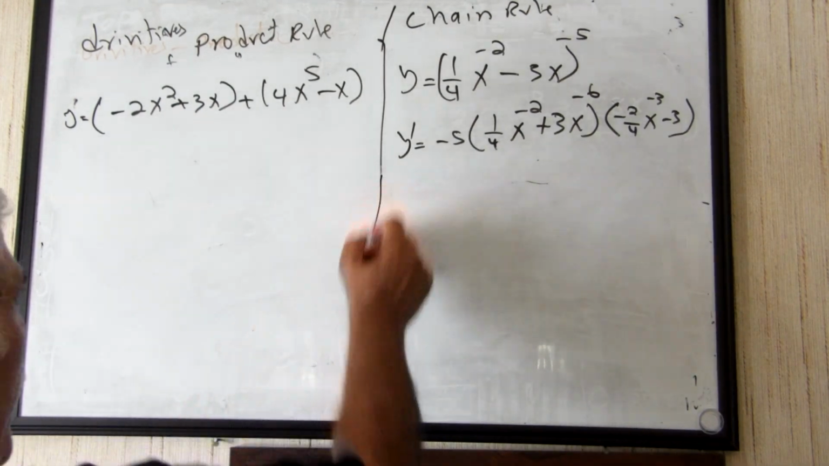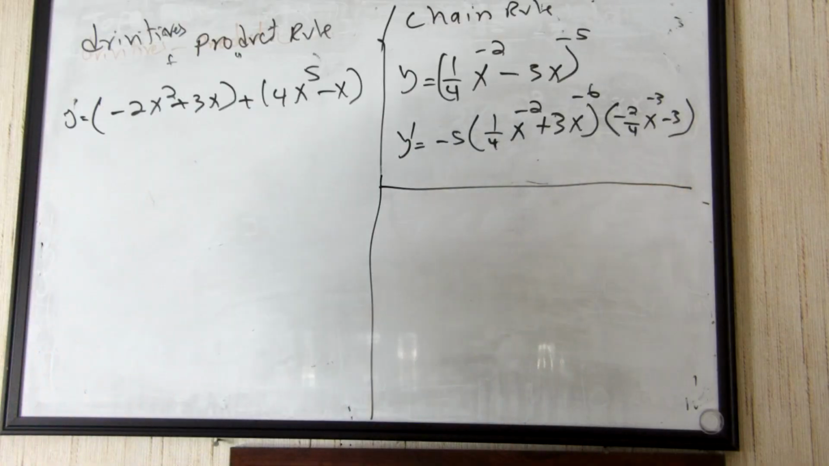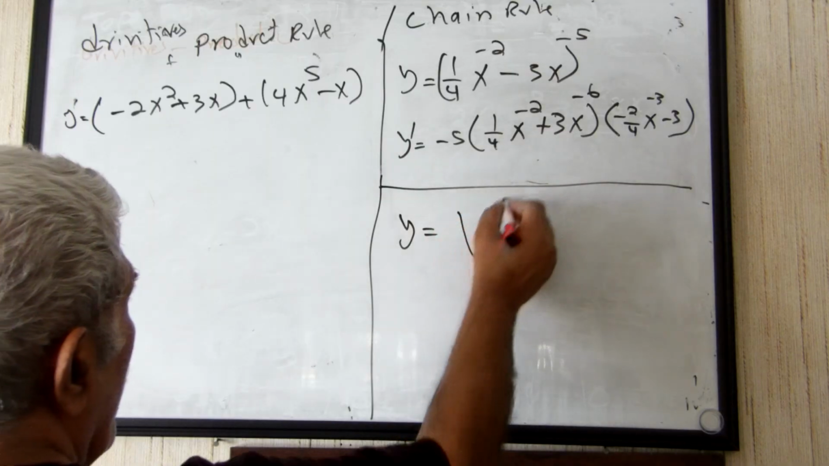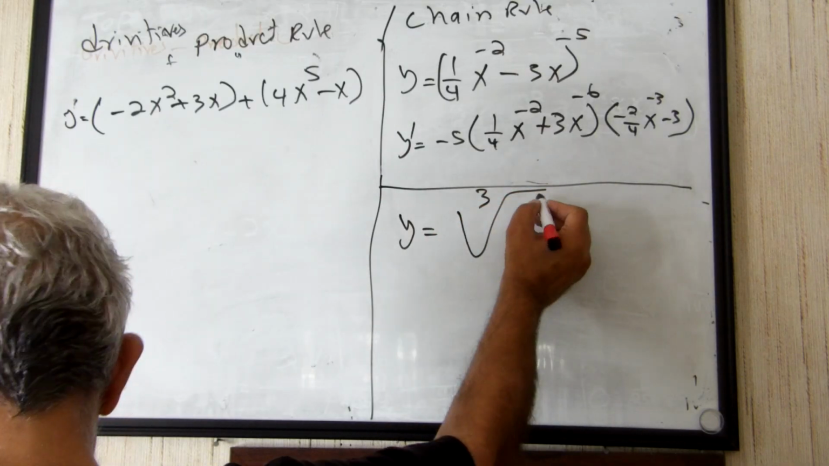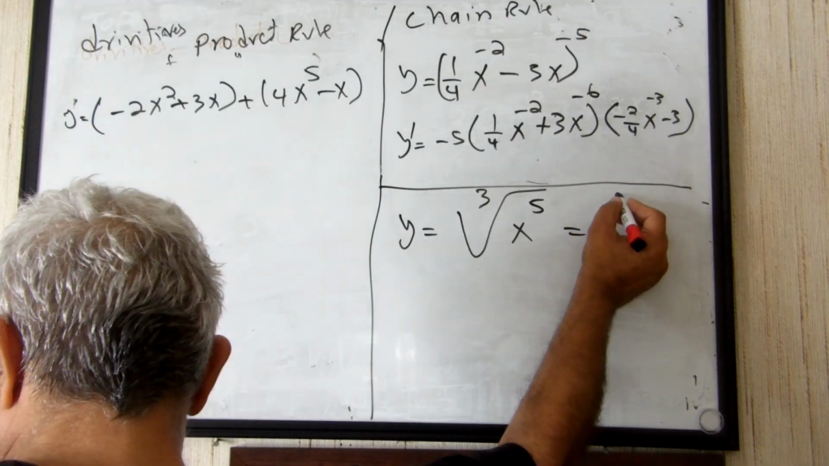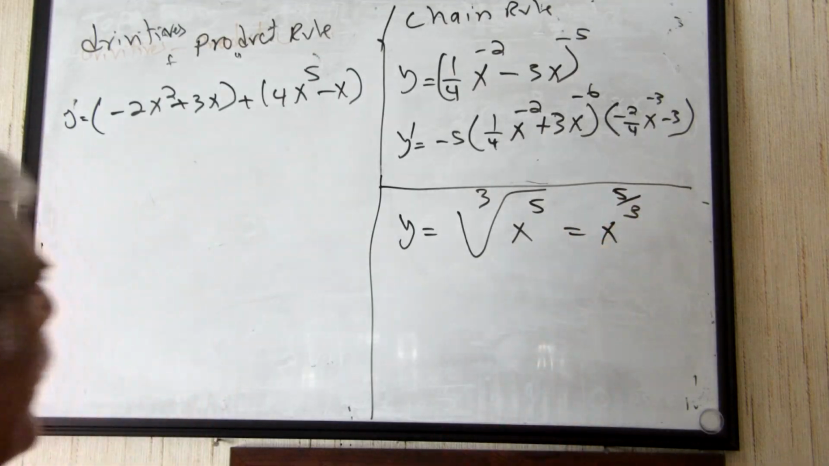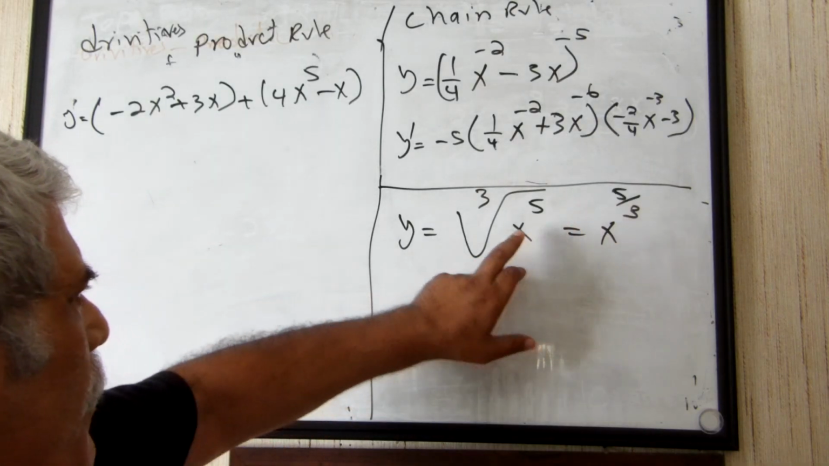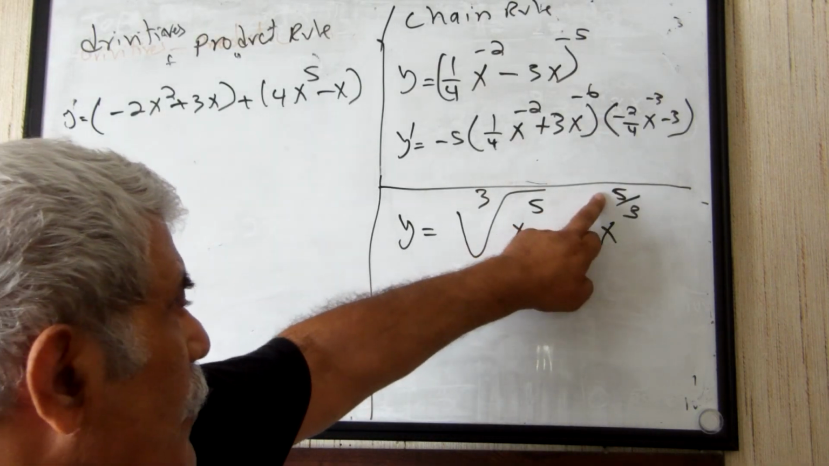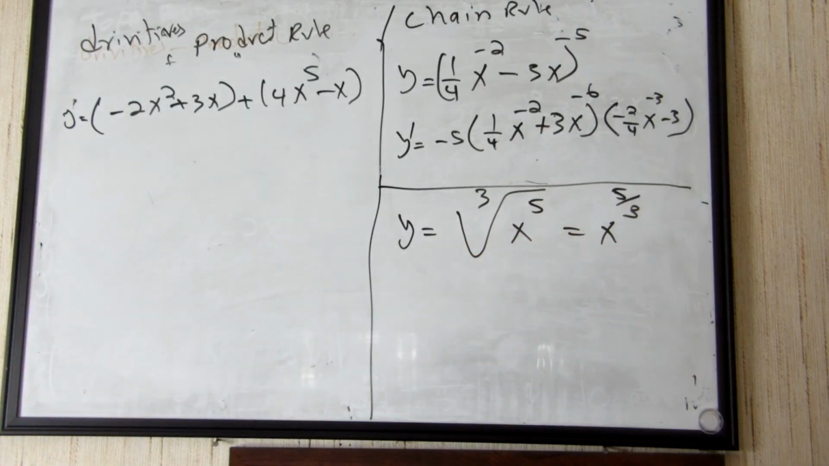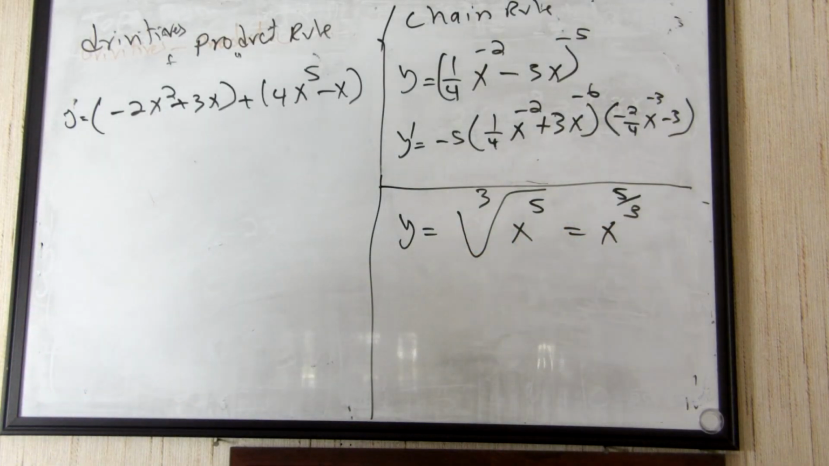Okay, now let's talk about the derivative of this one. We can write this one like this, okay? The 5 goes to the numerator and the index goes to the denominator, okay? Now we are going to get the derivative of this one.